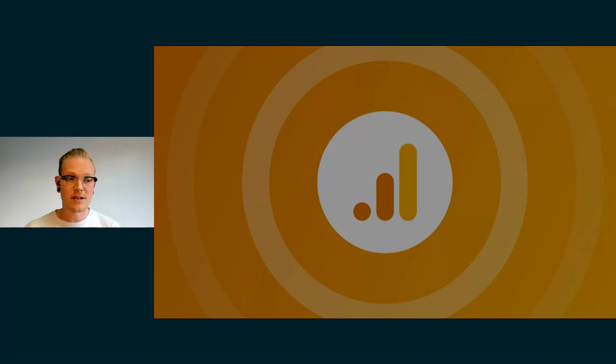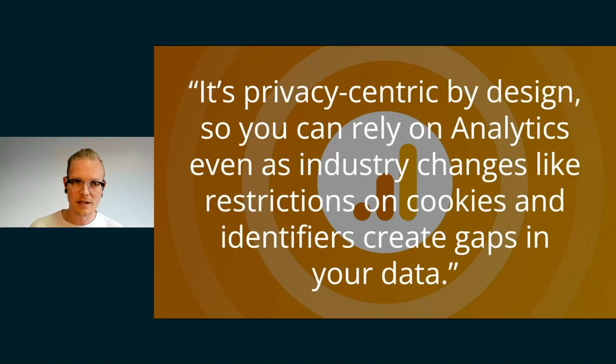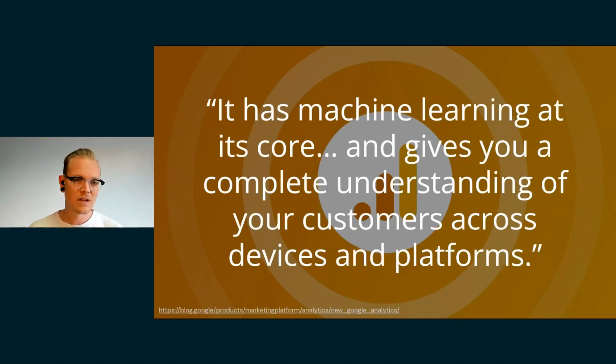And I think this ties back into this idea of how Google Analytics has, quote unquote, solved these problems. I've just taken a quick excerpt from the announcement of Google Analytics 4 when that came out a couple of years ago. If I just read that out for you, it's privacy-centric by design. So you can rely on analytics even as industry changes, like restrictions on cookies and identifiers, create gaps in your data. It has machine learning at its core and gives you a complete understanding of your customers across devices and platforms. And I think this is the key part here.